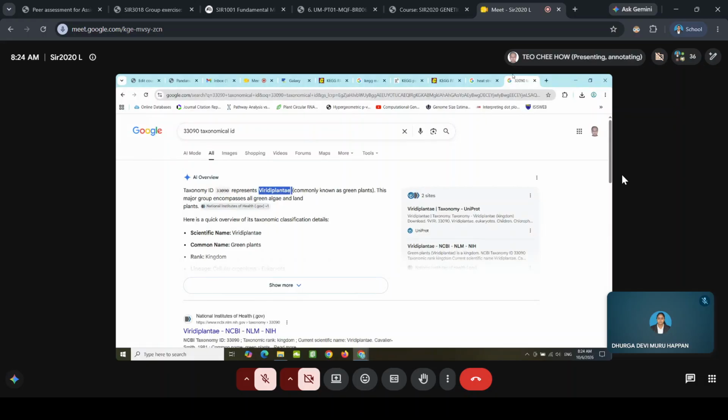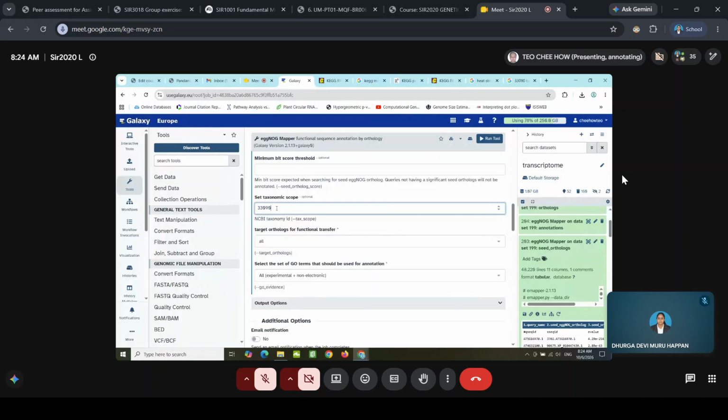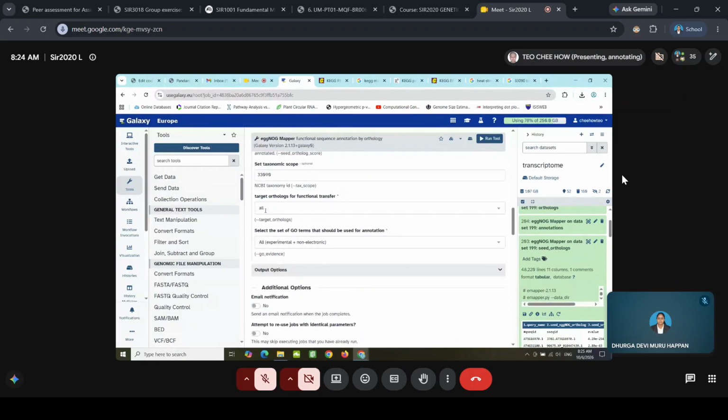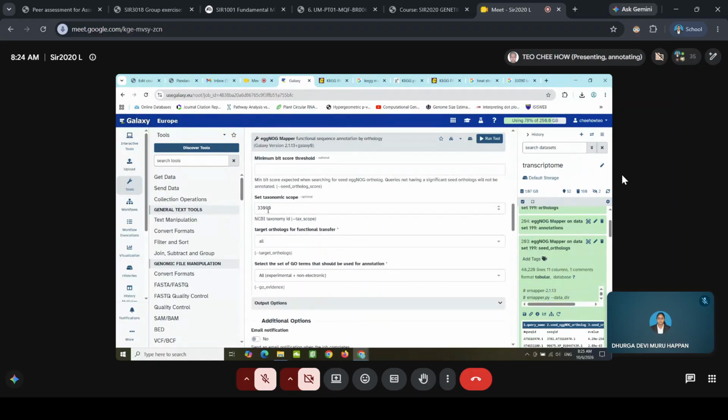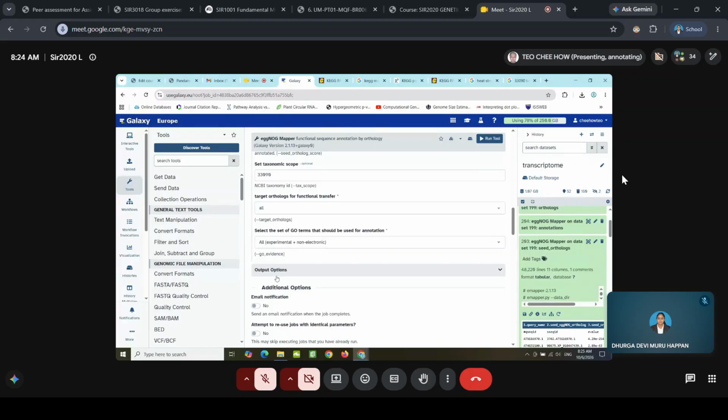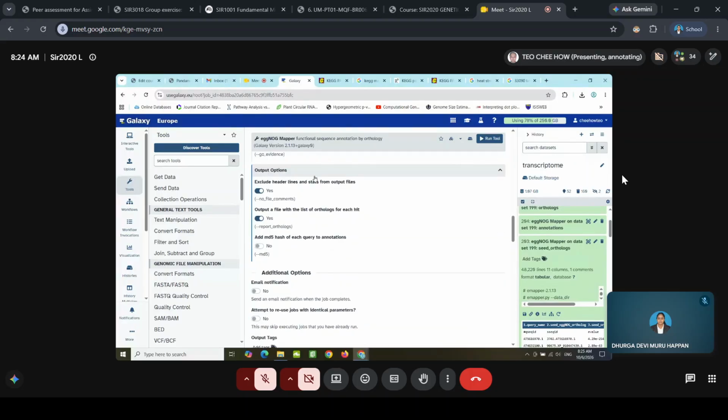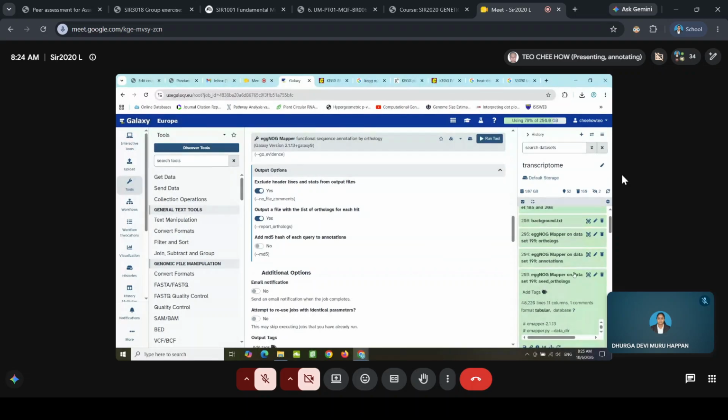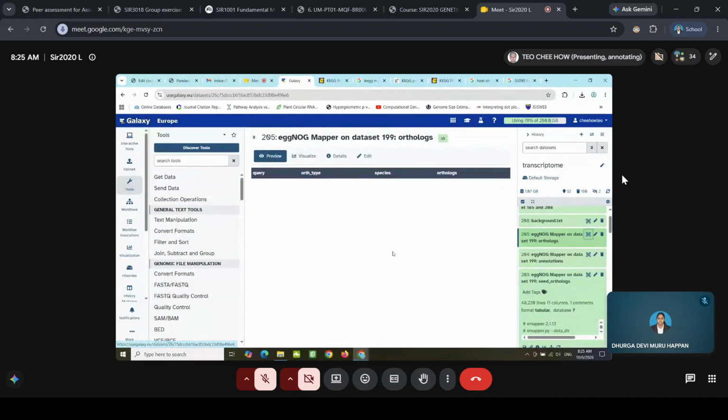This one is for plants. Since we know that it is Arabidopsis thaliana, it belongs to green plants, right? So we need to input this for the eggNOG-mapper to run. So they will only BLAST against the genes in all the plants rather than others, right? Then for output option, you will have output all, right? This one is not necessary. Then you produce the 3 different files, and this one is the orthologs.